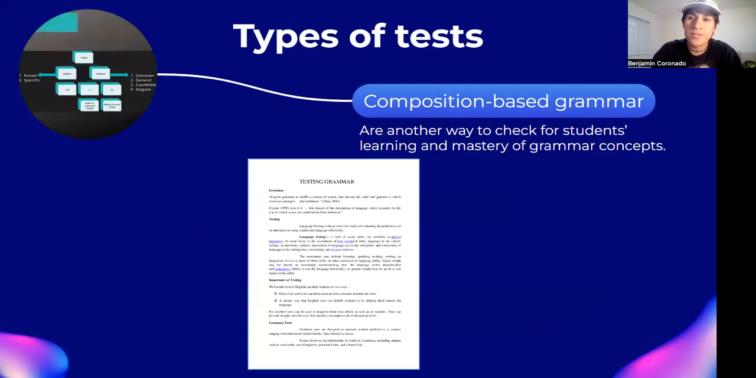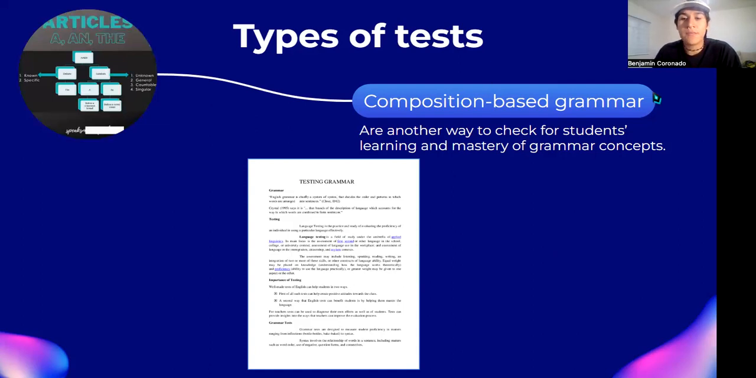Another test is composition-based grammar. These are another way to check students' learning and mastery of grammar concepts. For these types of tests, students might be asked to write sentences and paragraphs, or even a short essay, in which they incorporate various rules and types of grammar elements correctly. On this kind of test, for example, students might be asked to take sentences and combine them correctly. They might also be asked to take a paragraph that is written incorrectly and rewrite it grammatically correct.